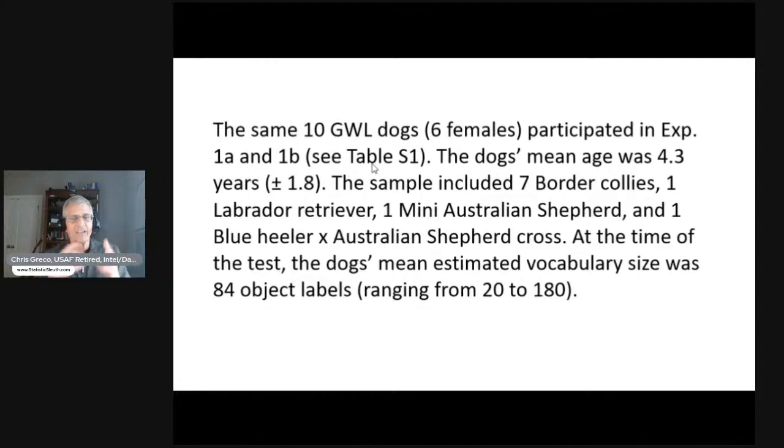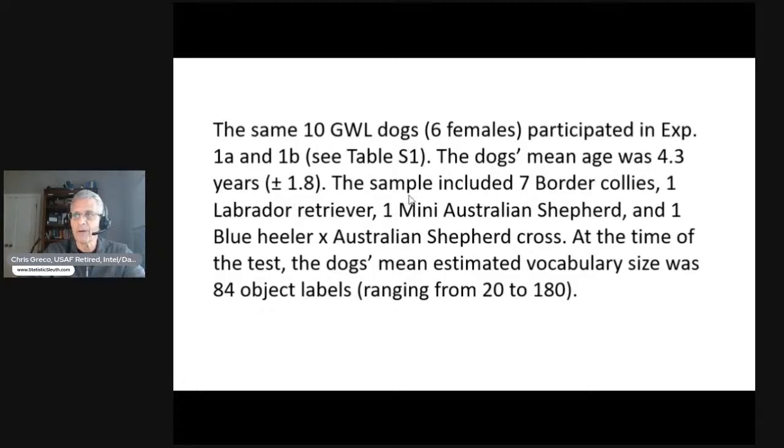So they were very specific in the title, Chris. Yes, they were, and they were very specific in the goal. All they did was they took GWL dogs. Okay, fine. They participated in 1A, 1B, and we're not going to go into those experiments because right now I'm hitting sampling here at this point in time. The dog's mean age was 4.3 years plus or minus.